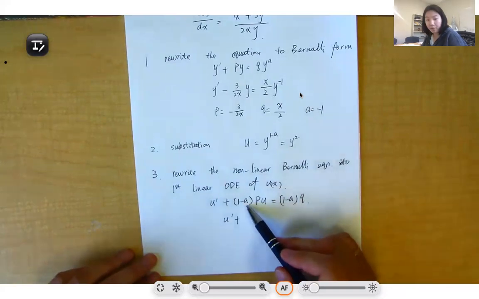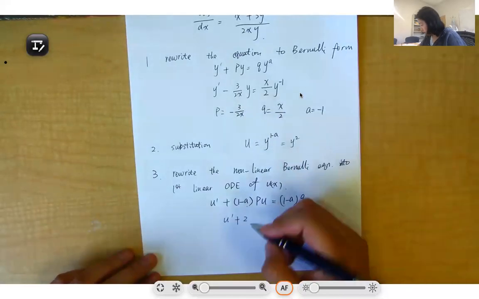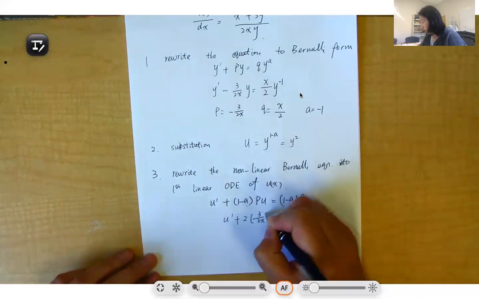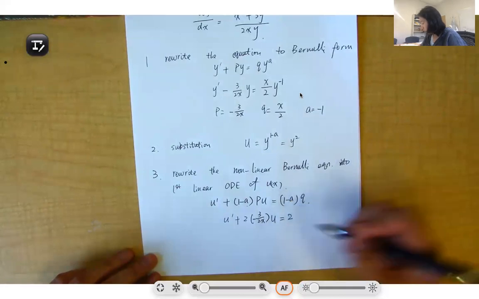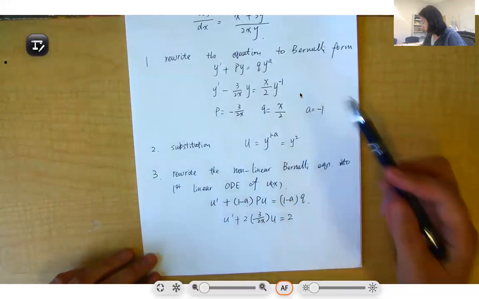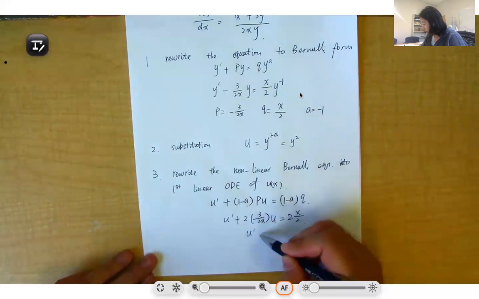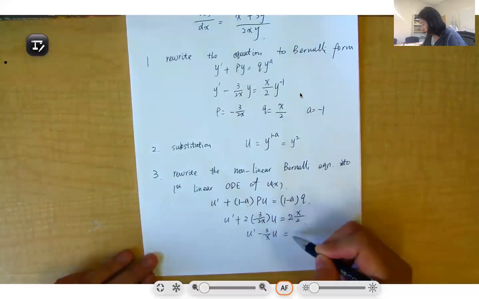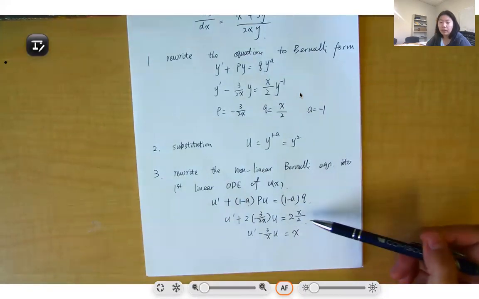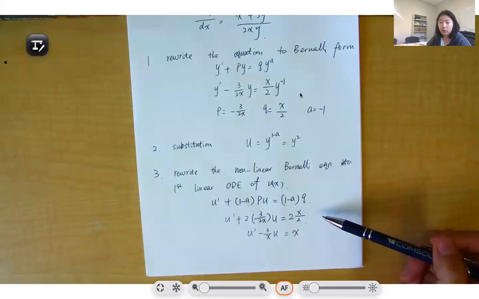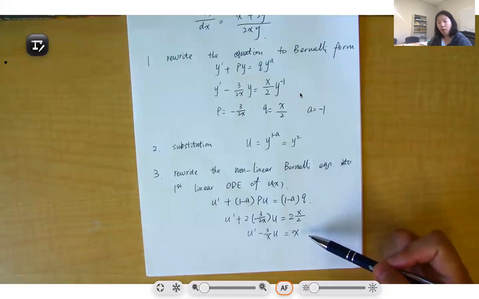So that will be u prime plus, 1 minus minus 1 will be 2, the p will be minus 3 over 2x. So it's minus 3 over 2x times u equals, 1 minus minus 1 will be 2, the q will be x divided by 2. So it's x divided by 2. And then you can write u prime minus 3 over x, u equals x. And you can see that all the coefficients are either constant or a function of x only. So this is a linear first order ODE of u of x.